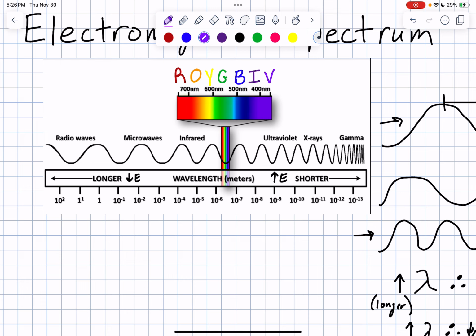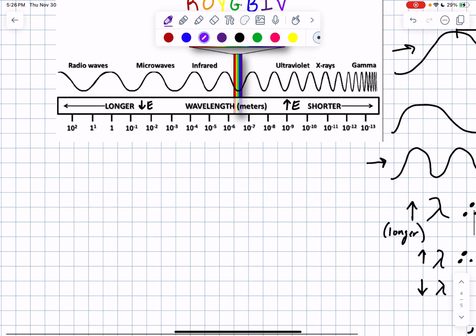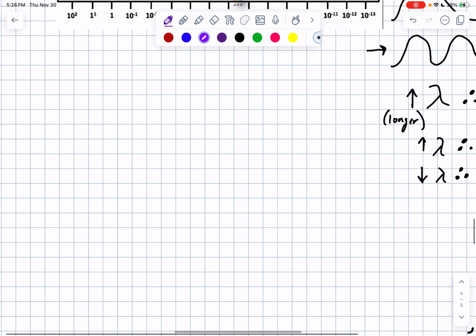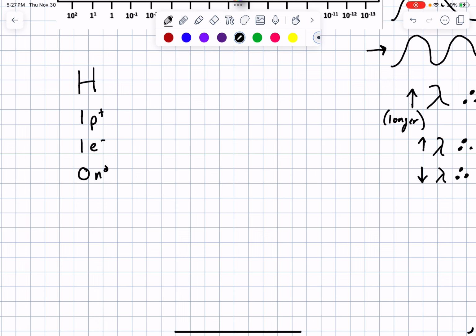So why is this important? Well, we're going to talk about hydrogen. Let's remind ourselves about hydrogen. Hydrogen has an atomic number of 1, so it has 1 proton, 1 electron, and it has a mass of 1, so that means it has 0 neutrons. Some experiments were done with hydrogen specifically because it has 1 electron. We wanted to learn the behavior of the electron.